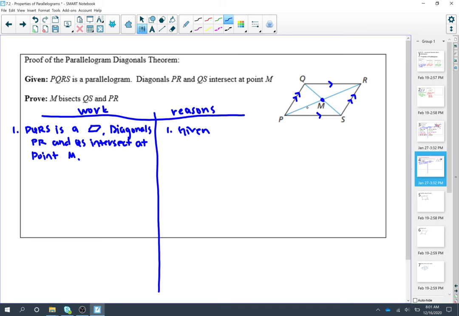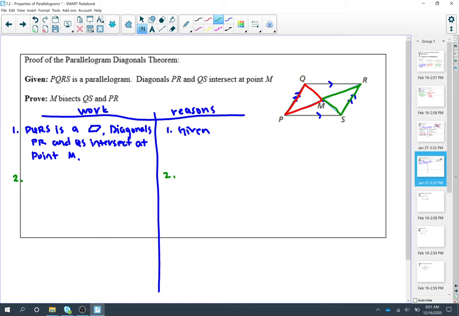So we're trying to prove PM is equal to MR. Now, once again, I'm going to try to use congruent triangles in here somewhere. And really what I'm going to try to do is prove that this triangle over here is the same as this triangle over here.